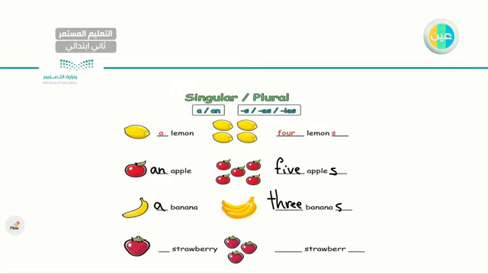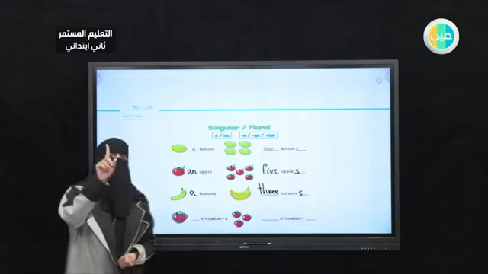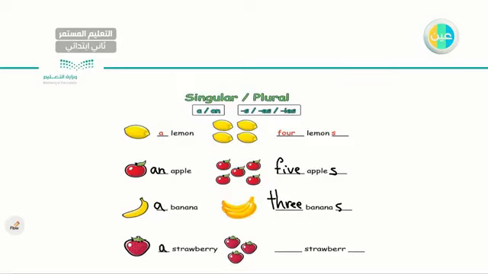Excellent. Next one I have is strawberry. How many strawberries can you see? I can see 1, so, a strawberry. Very good. But to your right, I can see 3 strawberries. So let's read these fruits one more time. A lemon, 4 lemons. An apple, 5 apples. A banana, 3 bananas. A strawberry, 3 strawberries. Very good. Let's go to the next one.